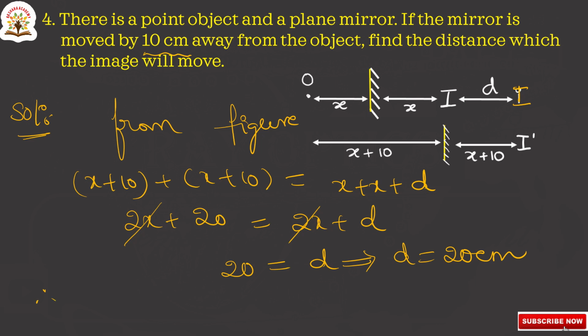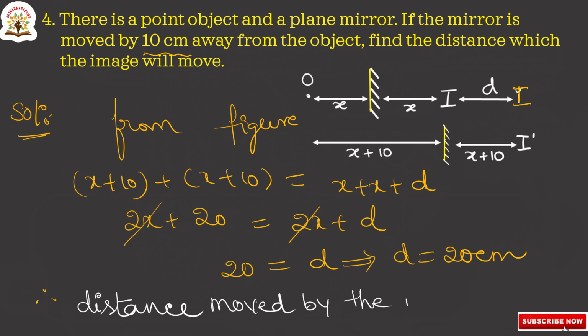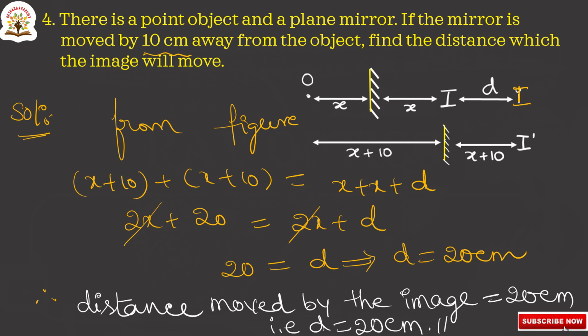So therefore the distance moved by the image is equal to 20 centimeters, that is d is equal to 20 centimeters. Okay, next we will go to the next question.